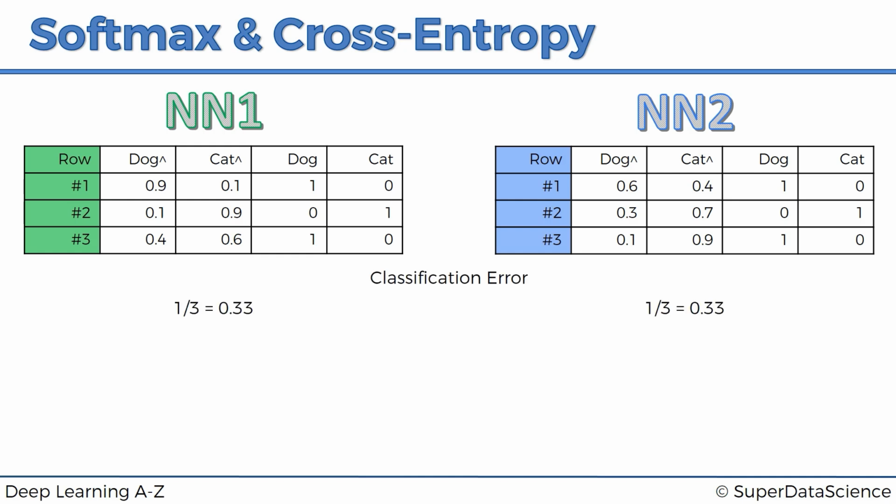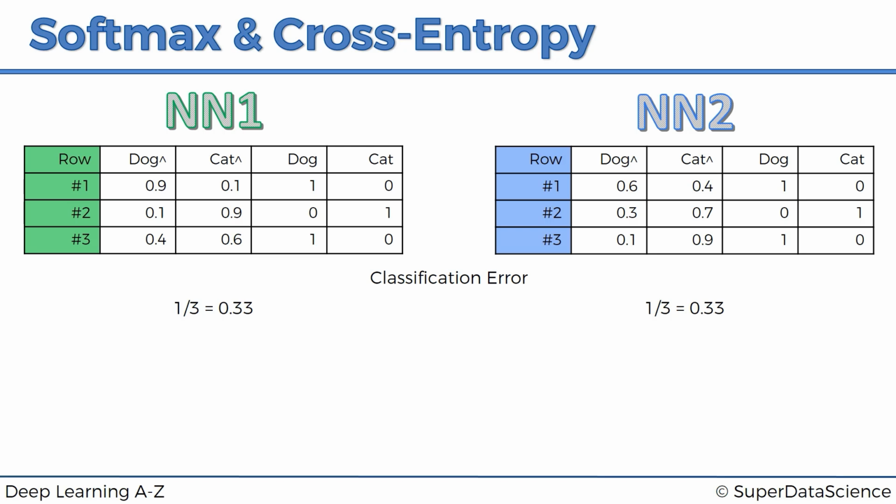So one type of error is called the classification error. And that is basically just asking, did you get it right or not? Regardless of the probabilities, it's just, did you get it right or did you not get it right? So in both cases, for both neural networks, they got 1 out of 3 wrong. So 33% error rate for neural network 1 and 33% error rate for neural network 2.